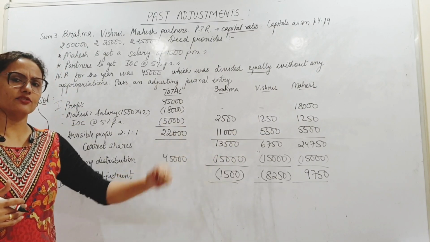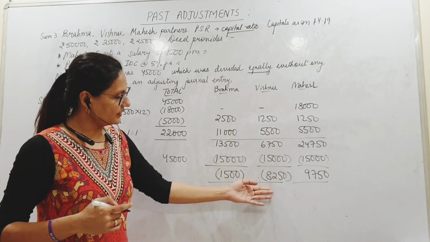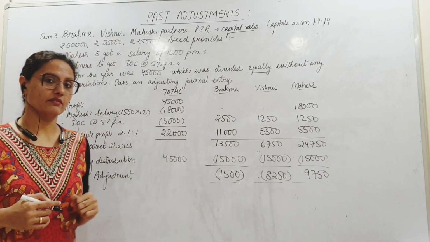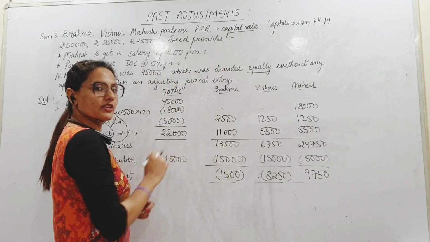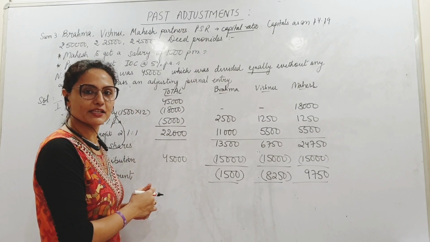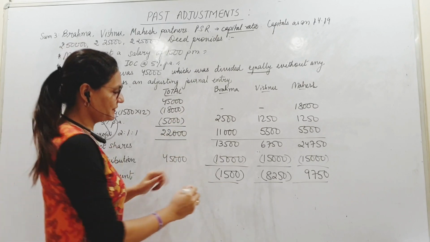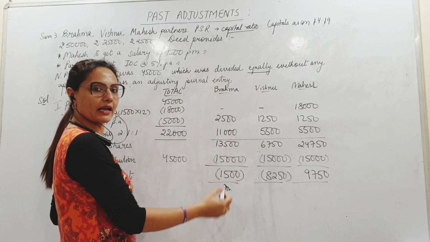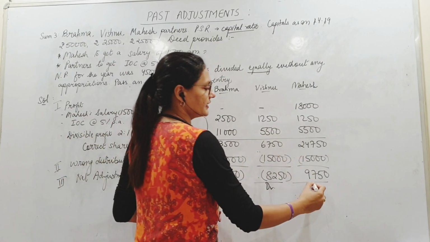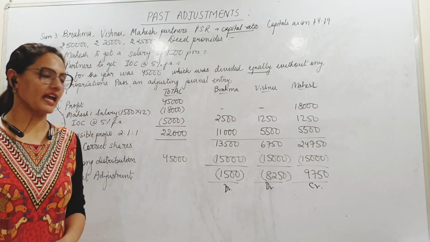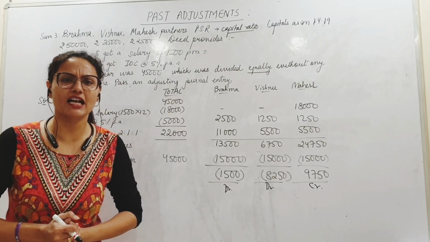Brings us to the last step, net adjustment. Net adjustment, see, here minus is more, so 1,500 in negative. 8,250 in negative. This one is to get 9,750. Are my debits equal to credits? So, adjustment entry. If this were my class, I would have asked, yes, you tell me what is the adjustment entry. So, debit Brahma's capital 1,500. Debit Vishnu's capital 8,250. And the credit goes to Mahesh, 9,750. Done. Simple. Who said past adjustment is difficult?